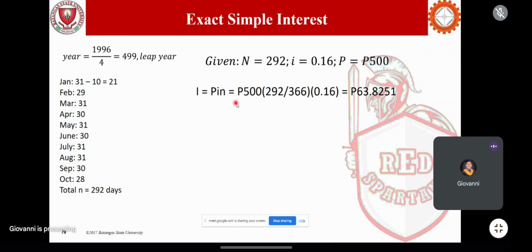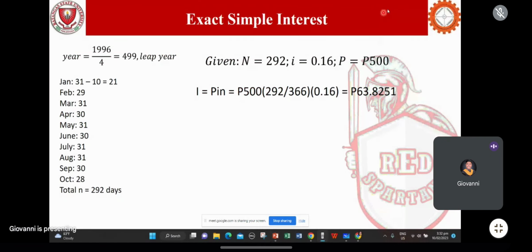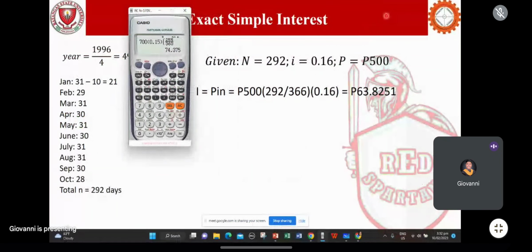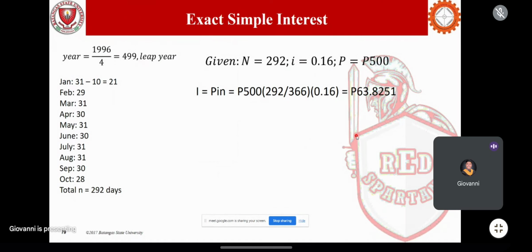Okay? Then substitute in the formula, I is equals to P times R times N. So P, 500, times 292, our N, divided by 366 because it is a leap year, times 0.16. So let's validate if our answer is correct. 500 times 0.16 times 292 divided by 366. So, correct. 63.8251.